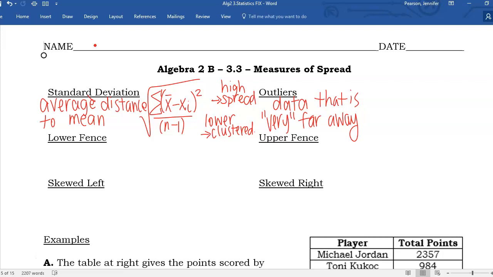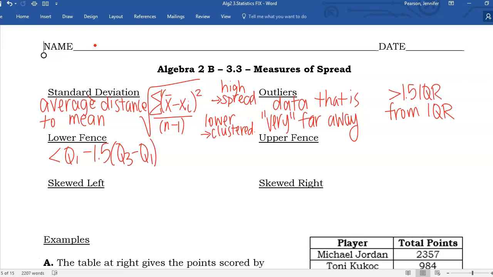And we're going to say greater than 1.5 interquartile ranges from the quartiles. And we're going to use what we call fences to help us determine if something is an outlier. So if a data point is less than 1.5 interquartile ranges from the lower quartile, it becomes an outlier. Or if a data point is greater than, and these look pretty similar, it's just upper quartile plus or lower quartile minus, okay?